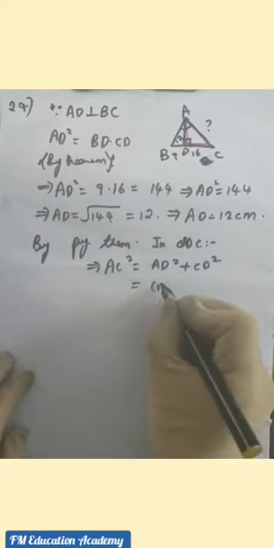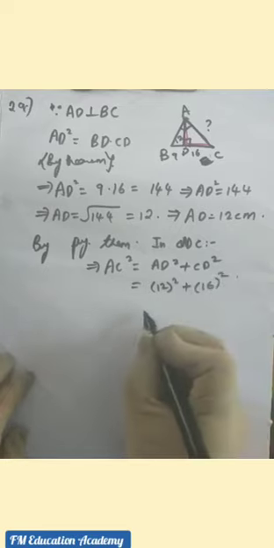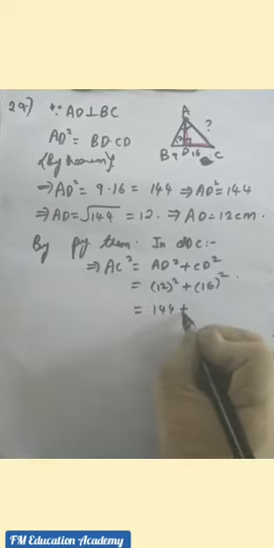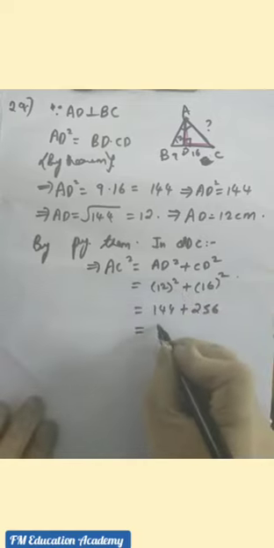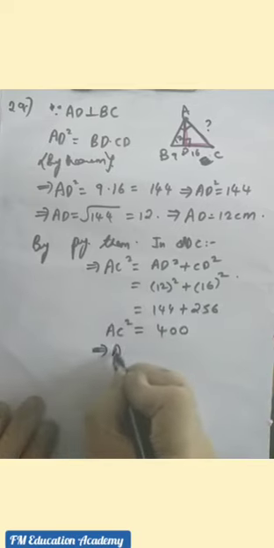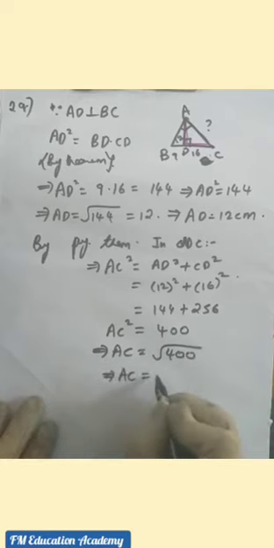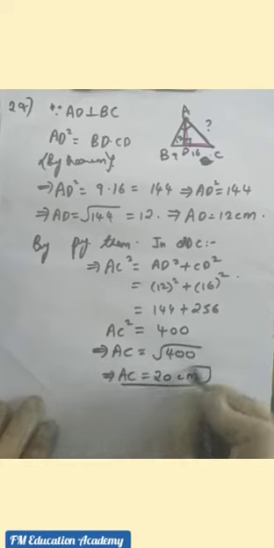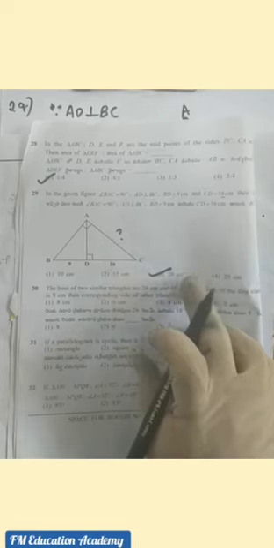What is AD here? 12 square plus what is DC? 16 square. So 12 square is 144 plus 16 square is 256. Learn the squares, perfect squares. That is nothing but 400 you will get. So AC is equal to square root of 400. Square root of 400 is 20. So we got the value of AC as 20 centimeter. Where is 20 centimeter? In option C. So the answer of 29th question is option 3, that is 20 centimeter.